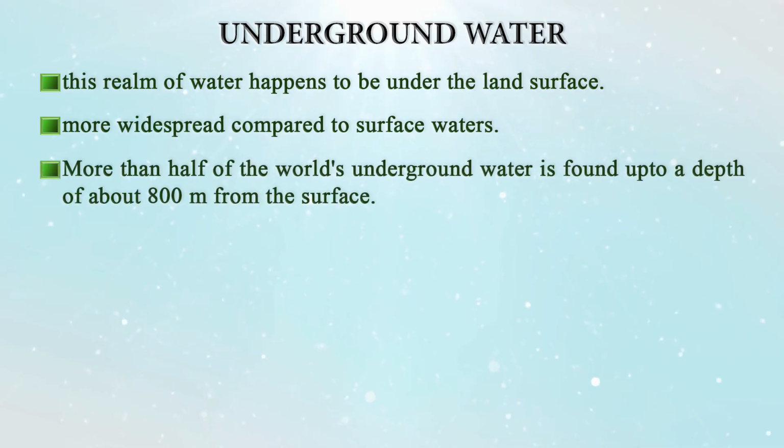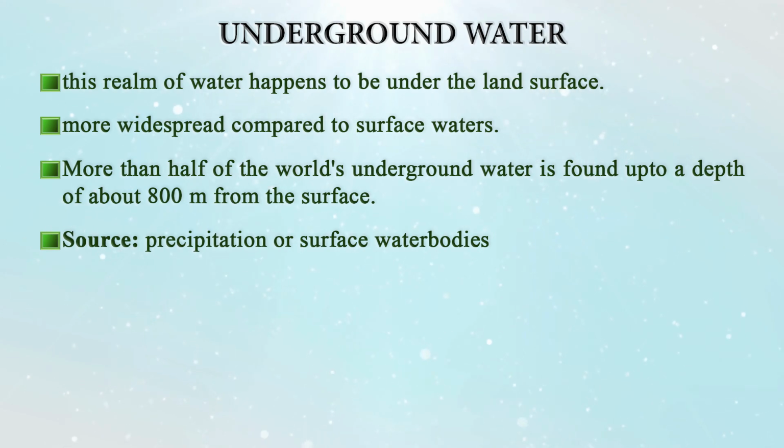So more than half of the world's underground water is found up to a depth of 800 meters from the surface, and the source of this underground water is precipitation and then infiltration of that precipitated water, and surface water bodies also percolate towards the ground and become a part of groundwater.